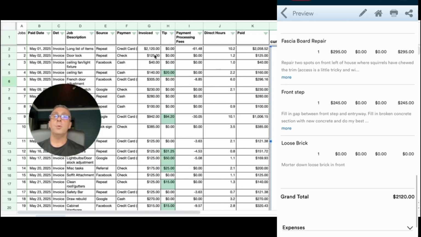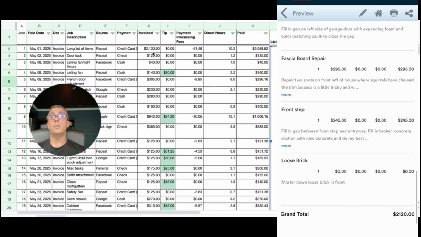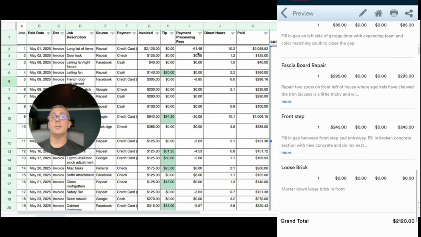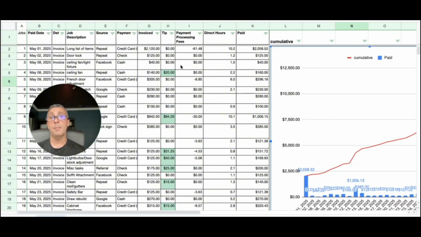Anyway, I invoiced $2,120 for this job. I took out $61 in processing fees from Square, so I made about $2,000 on that particular job.